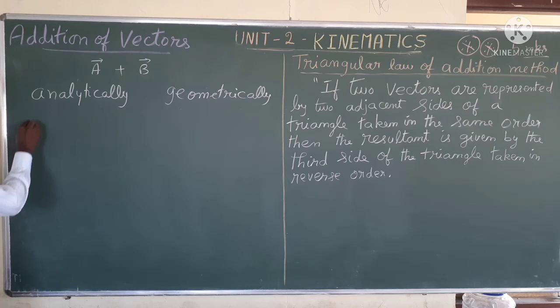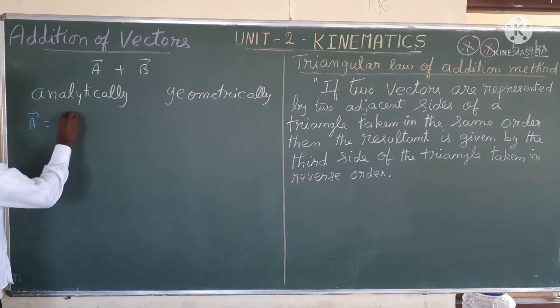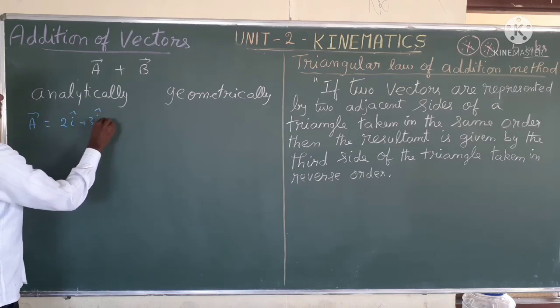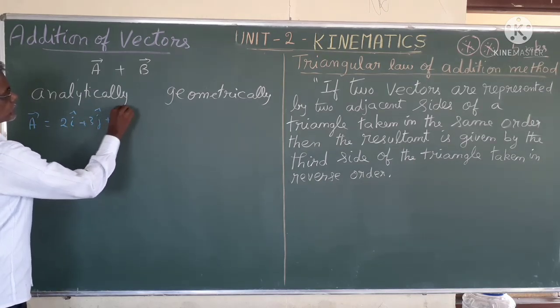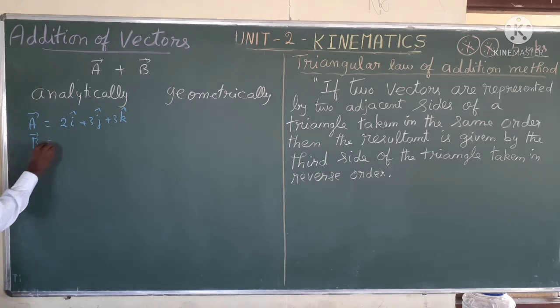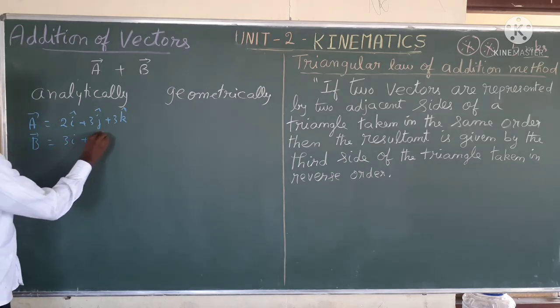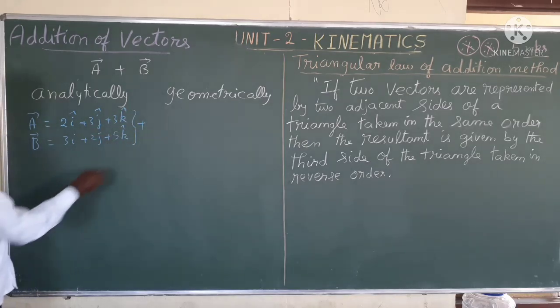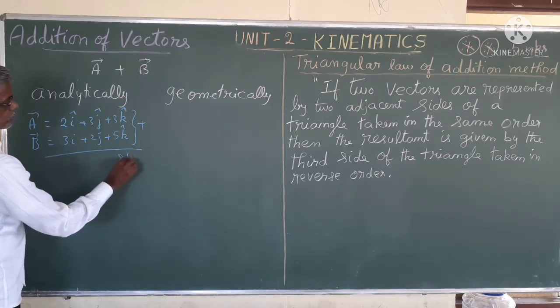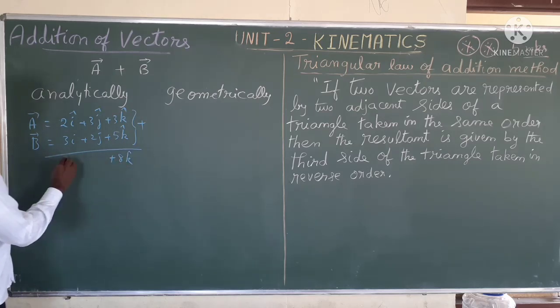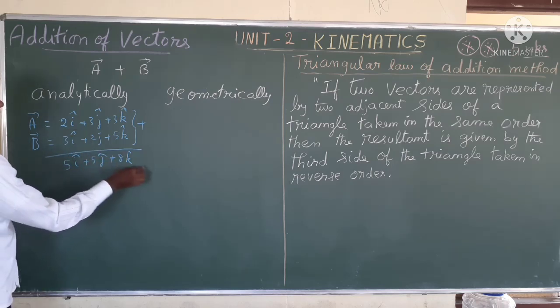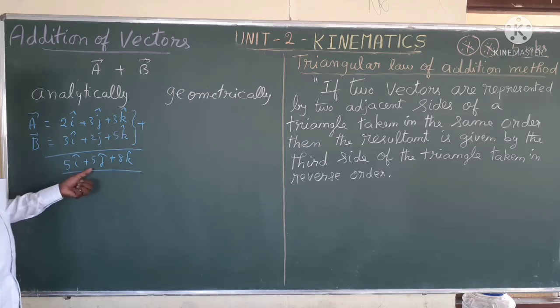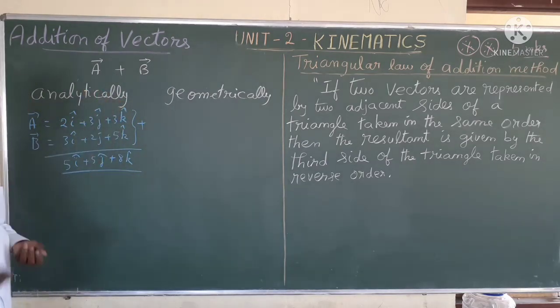Suppose A vector is equal to 2i plus 3j plus 3k, and B vector is equal to 3i plus 2j plus 5k. Now I want to add these two vectors. So I will be getting 5i plus 5j plus 8k vector. This method we can call the analytical method.